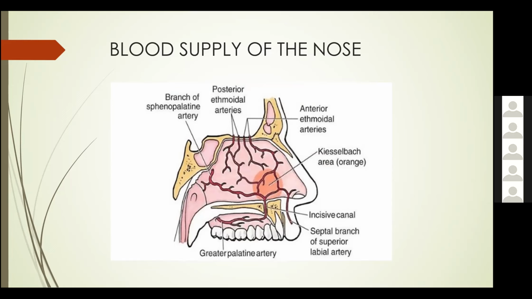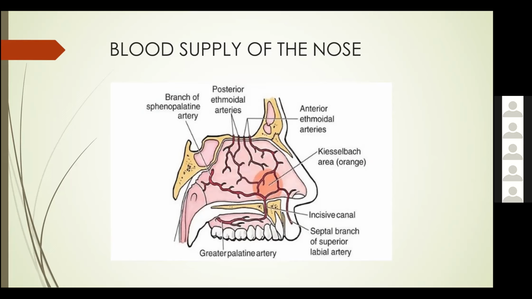Kiesselbach plexus, because plexus is that area which is just like a confluence of those vessels. Now, that area is, in most situations, the main source of the bleeding in the anterior aspect of the nose.